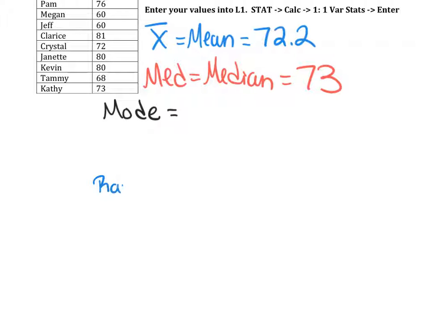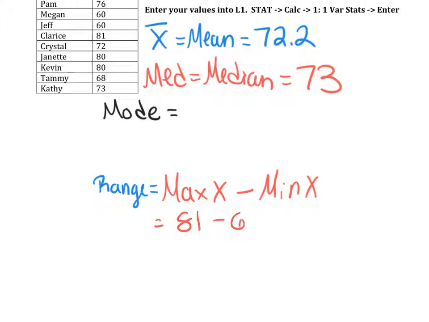The next one that we can do is range. If you scroll down to the bottom of that readout that your calculator gives you, you should see values that say min x and max x. Those are your minimum and maximum values. So you take your max x minus your min x. So it's 81 minus 60, to give us 21 for the range.